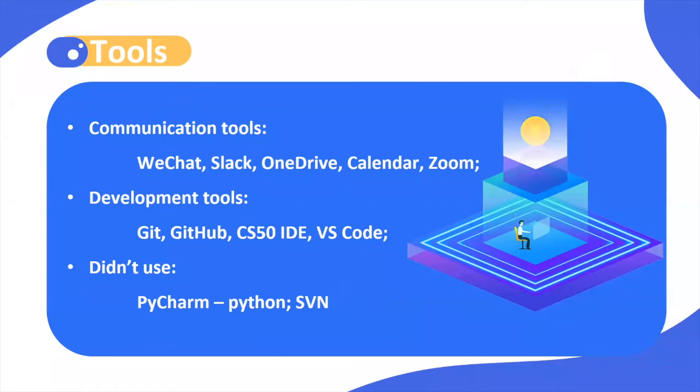Communication tools mainly involve WeChat, Slack, OneDrive, Calendar, and Zoom. They help teams communicate requirements with clients, schedule meetings, resolve problems, and track progress. That reduces miscommunication and ensures members are familiar with the project, so project efficiency has been improved.